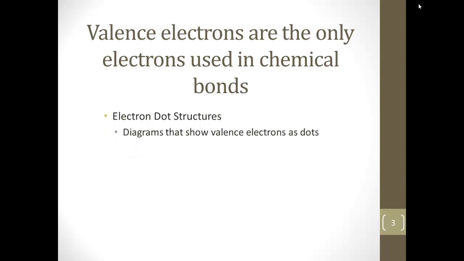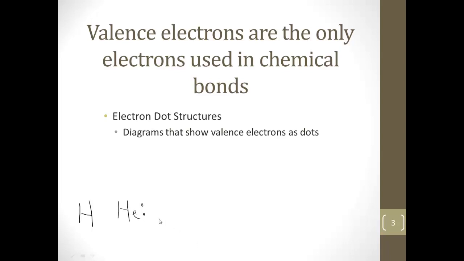Okay, so now we're going to learn about electron dot structures. They're diagrams that show valence electrons as dots. For example, hydrogen has 1 valence electron, so the electron dot structure for hydrogen would look like so. Hydrogen with 1 dot. Helium, 1, 2, 2 dots for 2 electrons.